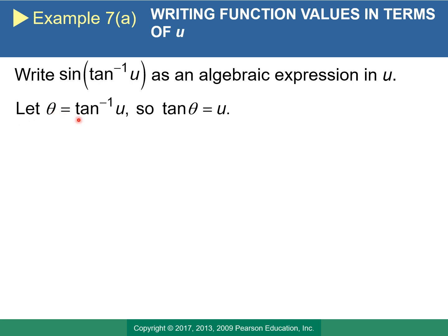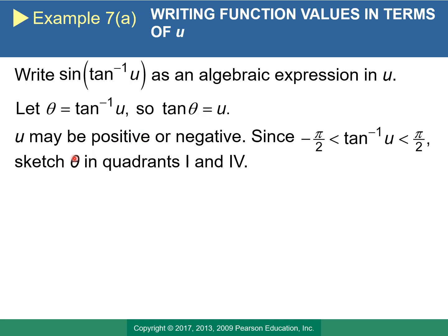Now tangent inverse represents an angle theta, so if we call this tangent inverse of u theta, we know that tangent of theta equals u. Now because we don't know what u is, whether it's positive or negative, it could be either one, we have to account for both. And tangent inverse is defined in quadrants 4 and 1, between negative pi over 2 and positive pi over 2. So we're actually going to sketch 2 triangles, one in quadrant 1 and one in quadrant 2, to account for whether tangent was positive or negative.